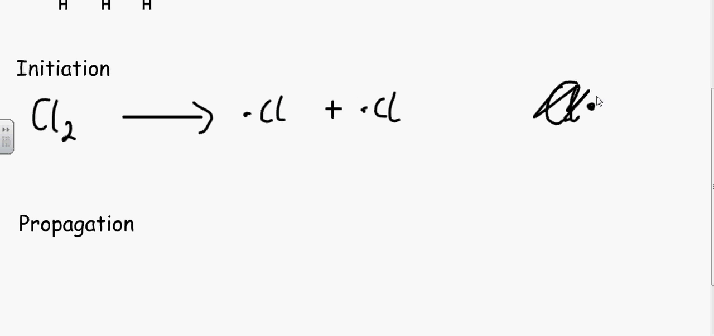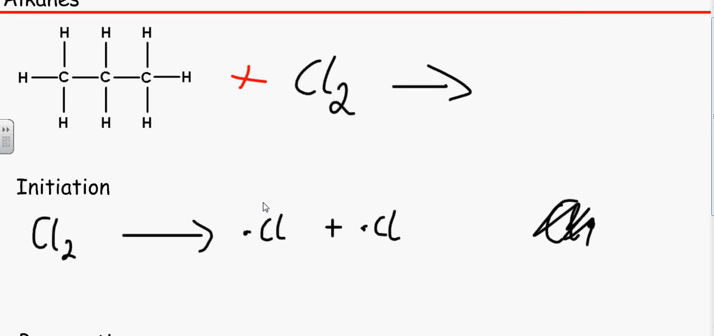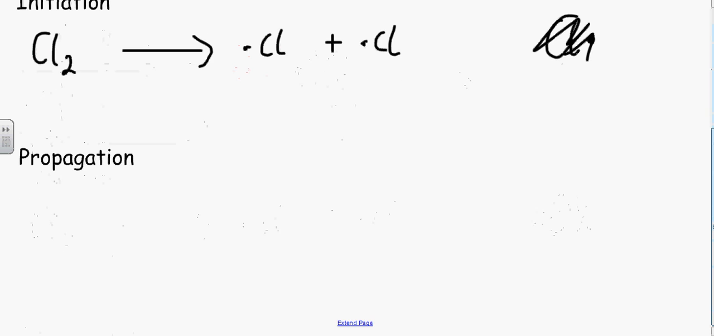So the next step is propagation, where we have this radical and it reacts with the compound we actually wanted to react with in the first place. So we have got 1, 2, 3. We've got propane. I'm gonna have to draw it out. Propane is C3H8 plus the chlorine radical.